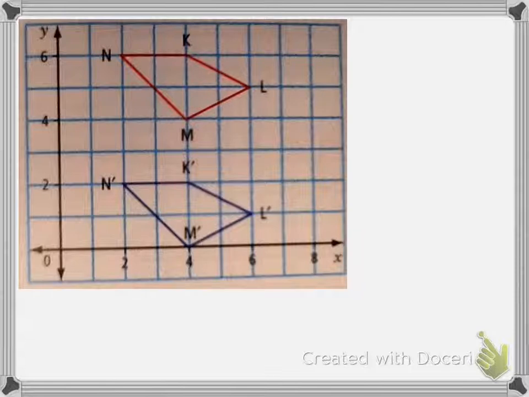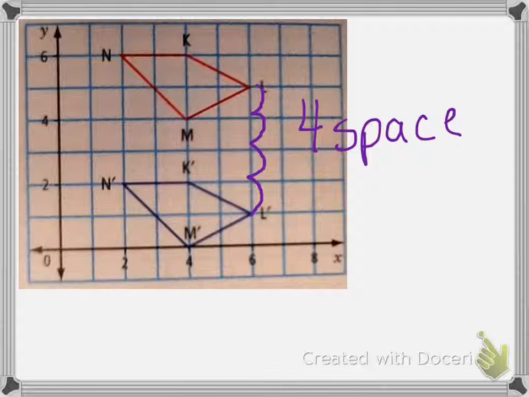It's been translated down 1, 2, 3, 4 spaces, because I moved down 4 spaces to go from the original point, L, to its translated image, L prime.